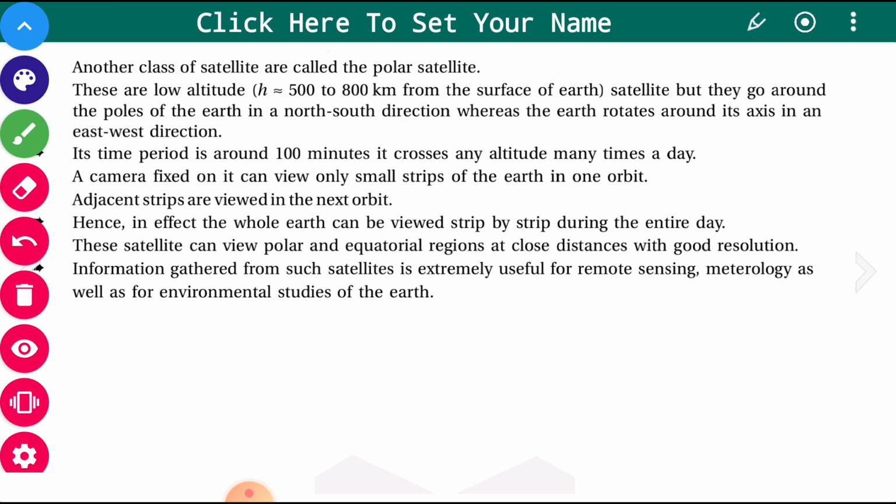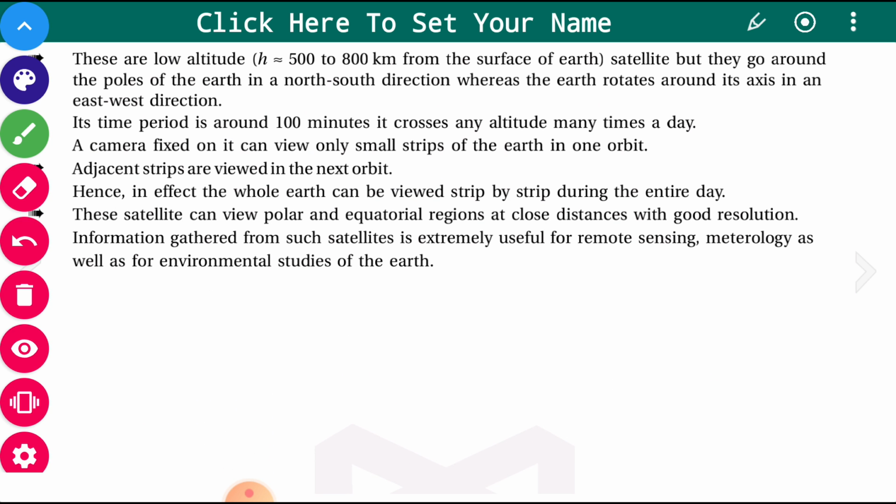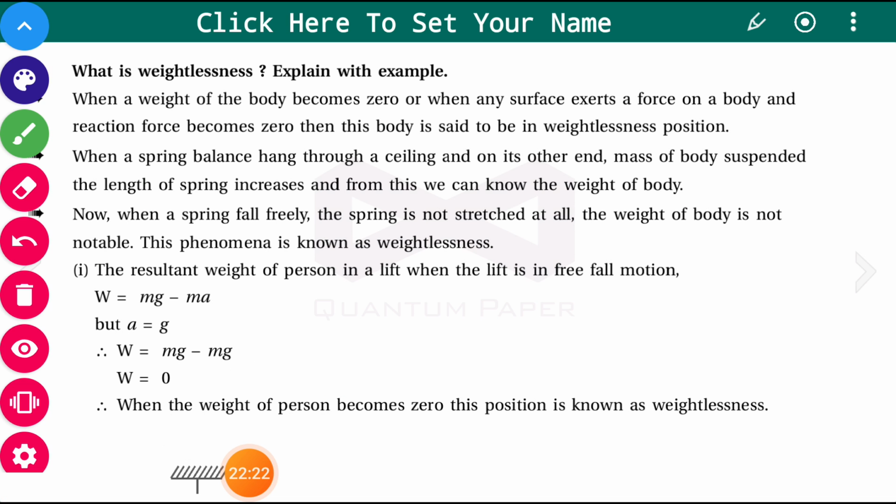These satellites can view polar and equatorial regions at close distance with good resolution. Information gathered from such satellites is extremely useful for remote sensing, meteorology, as well as for the environmental studies of the Earth. Okay. Now, what is weightlessness?